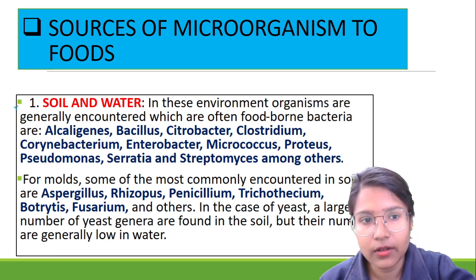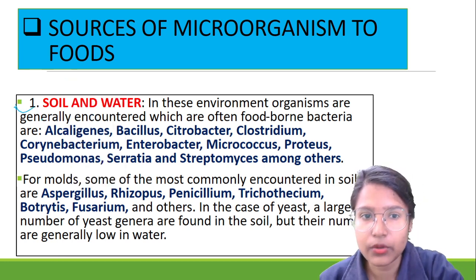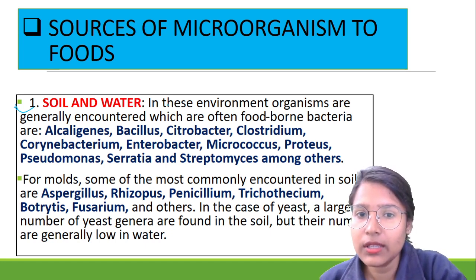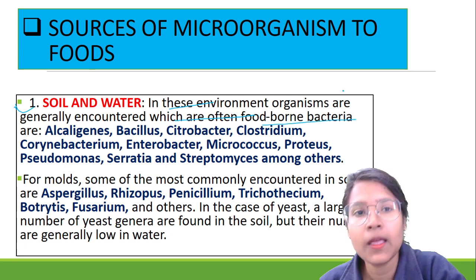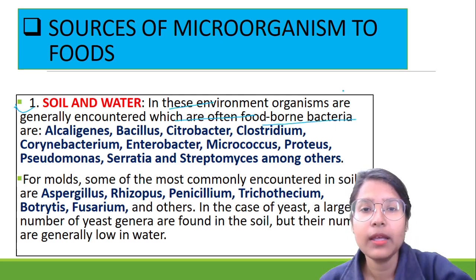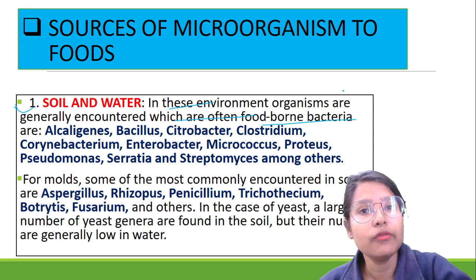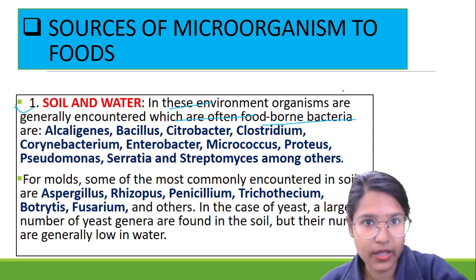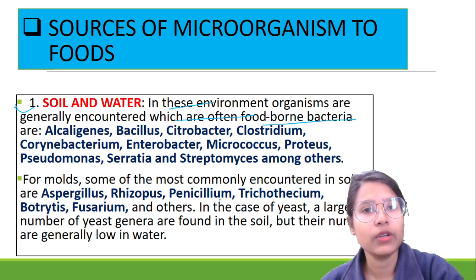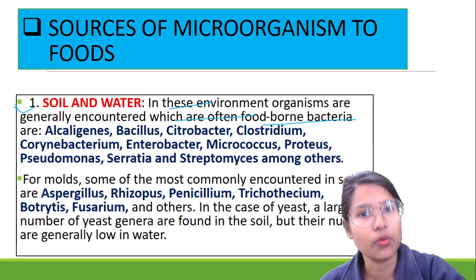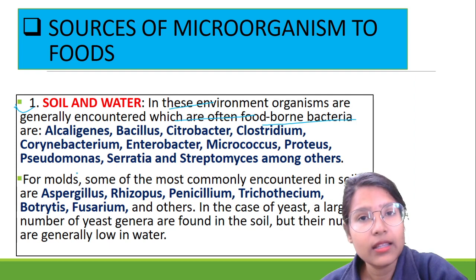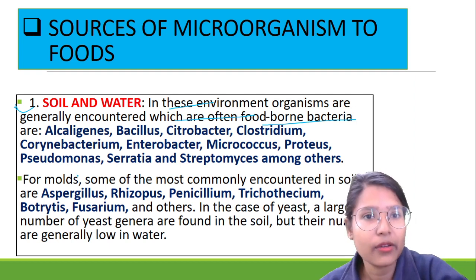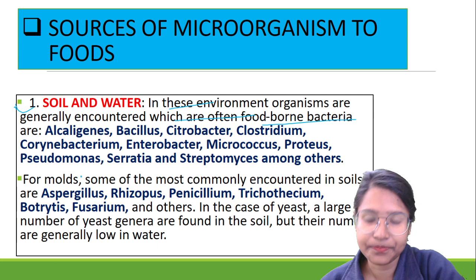So the first source is soil and water. In these environments, organisms that are often foodborne bacteria are generally encountered. Sources of microorganisms in food means where that particular food gets the microorganisms from, where they enter or encounter the food. The first one is soil and water.